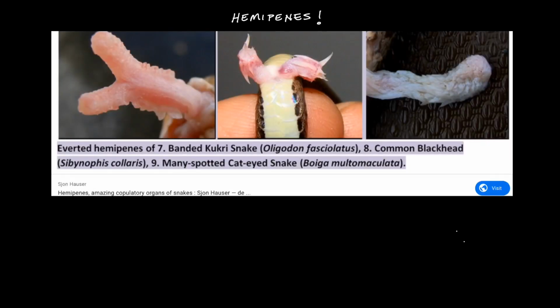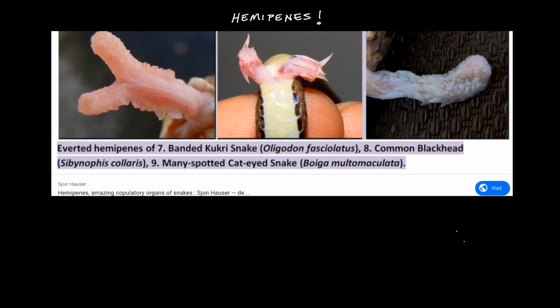Just for fun, let's take a little sidebar for a moment here and talk about hemipenes. Did you know that snakes and lizards have two penises? I bet you didn't. It's pretty cool. So here's an image of 3 different snake species and their paired penises. We call these hemipenes. They have one penis on each side of their body.